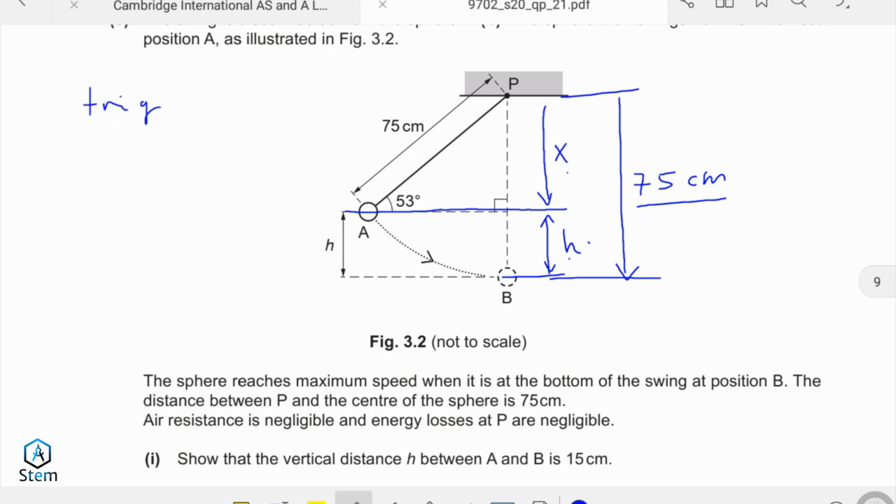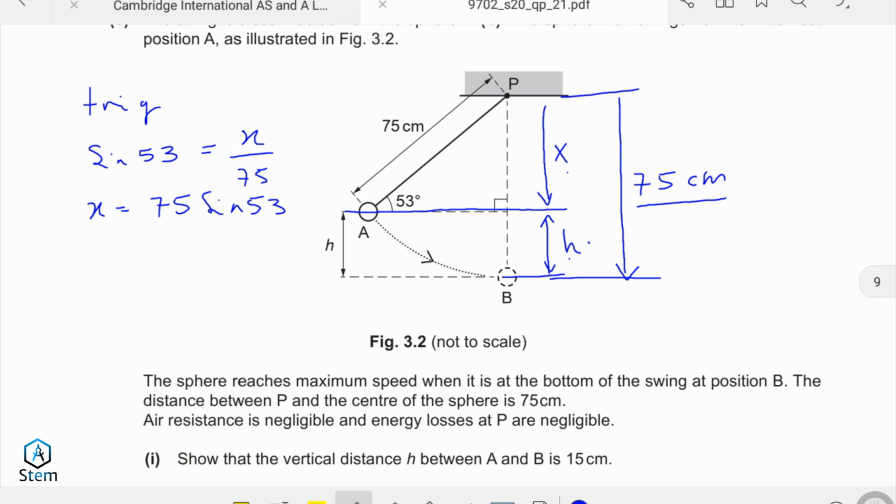Now we know that sine 53 is equal to opposite, which is our x, divided by hypotenuse, which is 75 centimeters. Therefore, x is equal to 75 sine 53. If we do our calculations, we'll get some value. I'm not going to calculate that because I want to preserve the accuracy. I don't want to round off before we get to the final value.